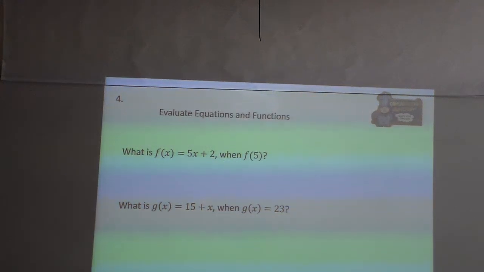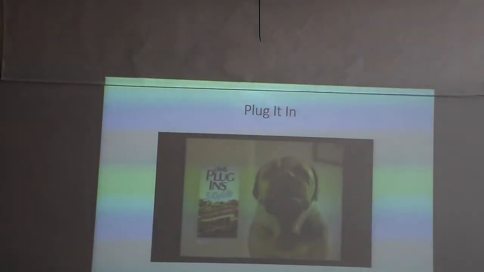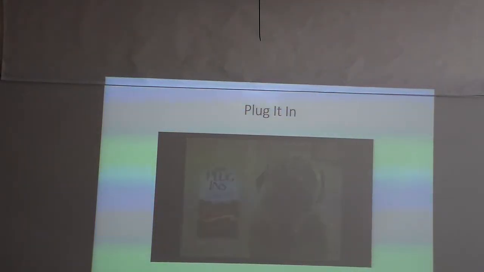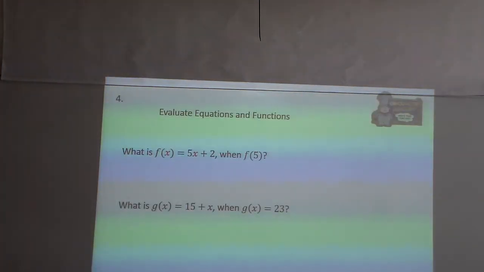We're going to evaluate some functions and equations. This is a function because it says f of x equals x plus 2. This means if x is 5, I take this 5 and replace the x with a 5, right? So I'm going to take 5 times 5 plus 2, which is 27, all right?